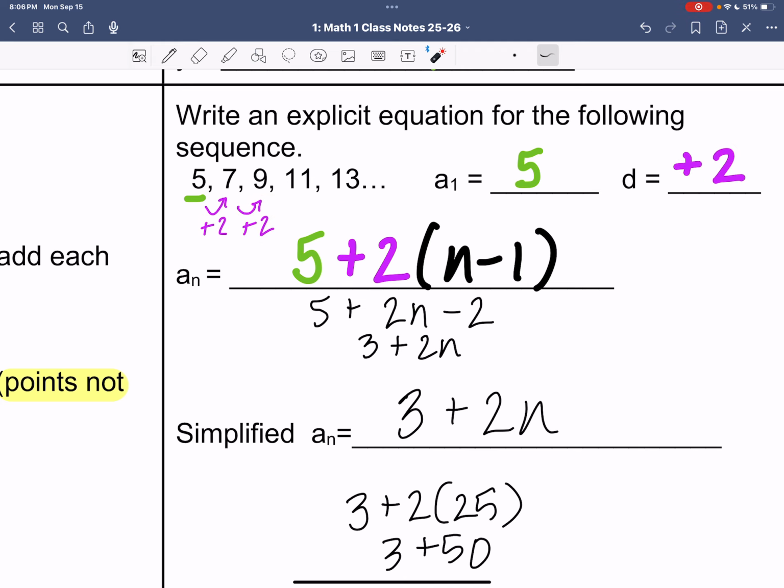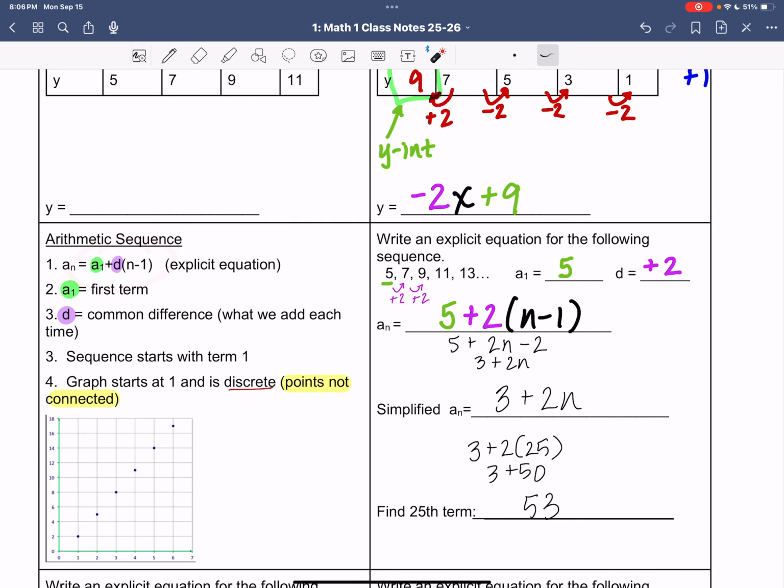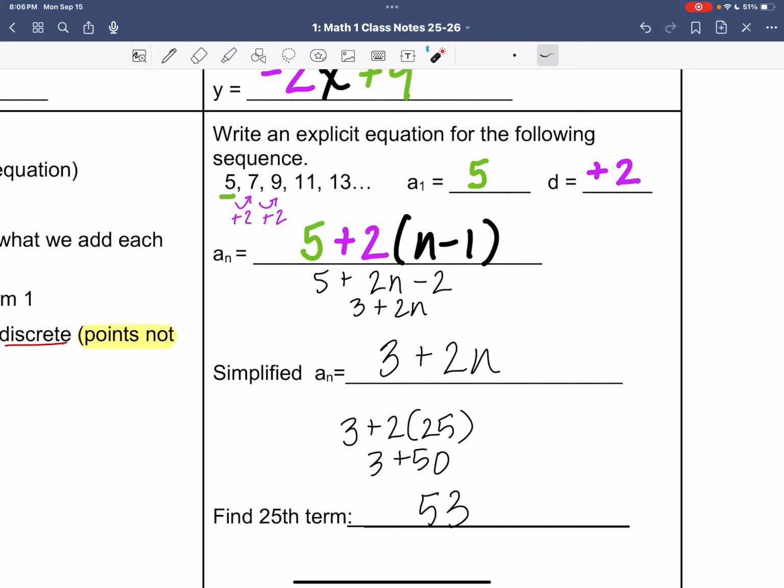So now we're going to sub it in to this equation, where your first term plus your common difference times n minus 1, so you can find whatever term you want. All right, so now that I did this, now I'm going to distribute. So we have 2n minus 2 and bring down the 5. And I'm going to combine like terms to give me 3 and then bring down plus 2n. So I know it's simplified as 3 plus 2n.